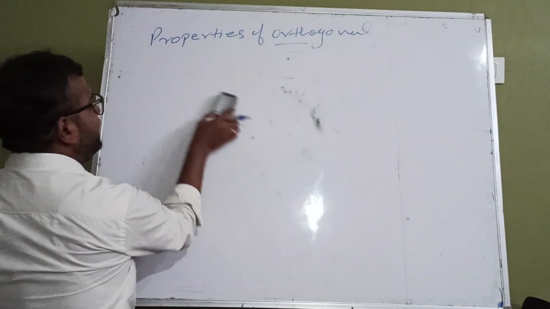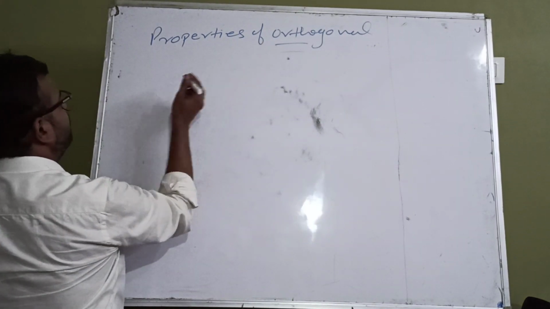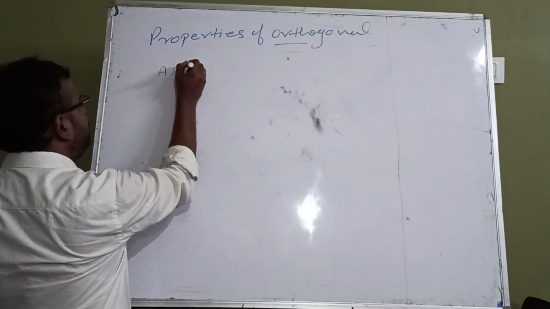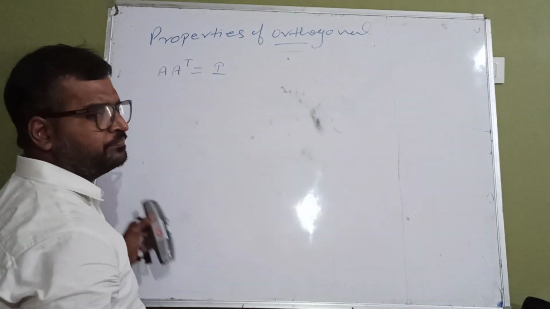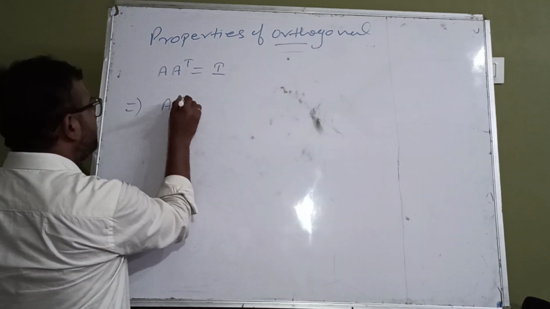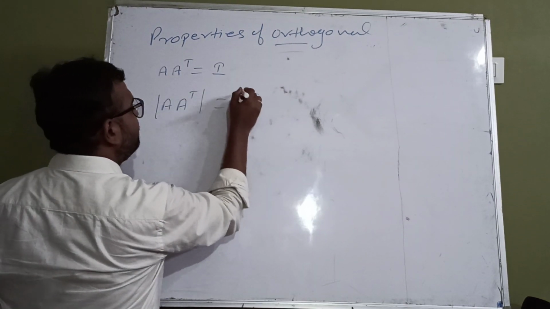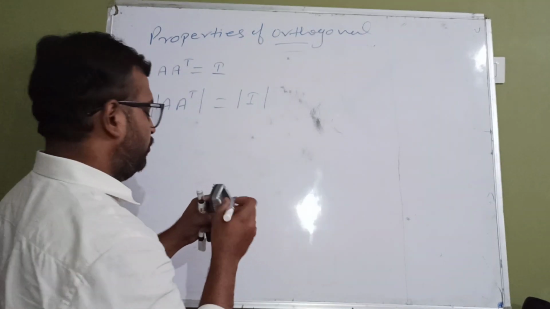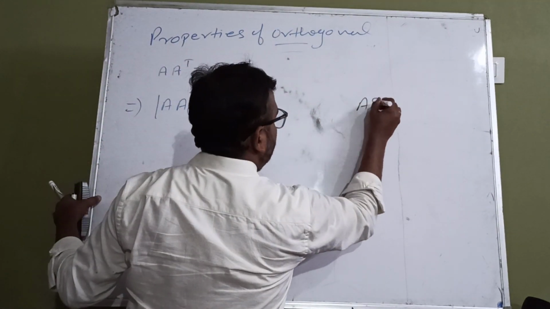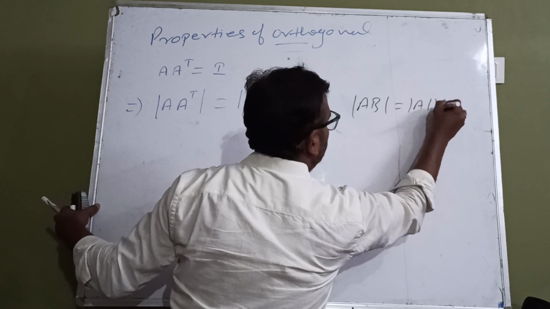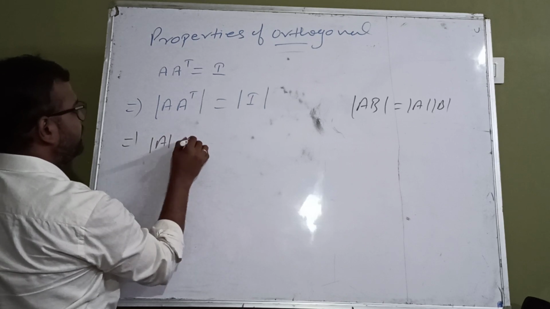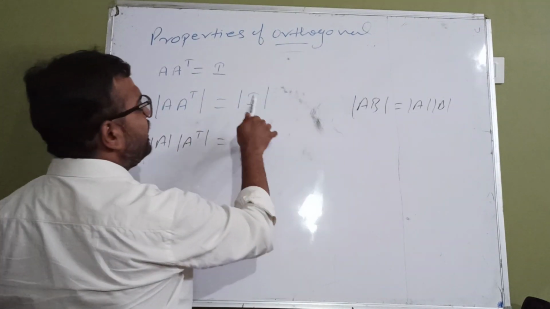Third and the very important point: how to find the orthogonal matrix. Suppose that A is an orthogonal matrix, then A into A transpose is equal to I. Okay. Taking the determinant on both sides. Very, very important point, we have just discussed: the determinant of AB is equal to the determinant of A into the determinant of B. We are going to use the formula here, and by this result it becomes the determinant of A into the determinant of A transpose. And what is the identity matrix?